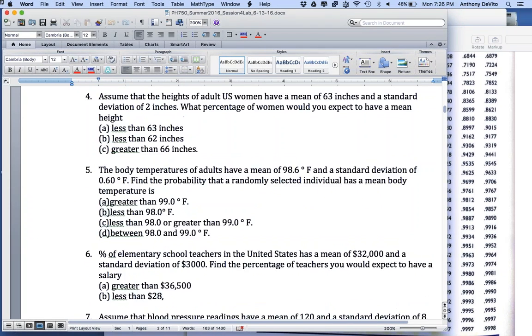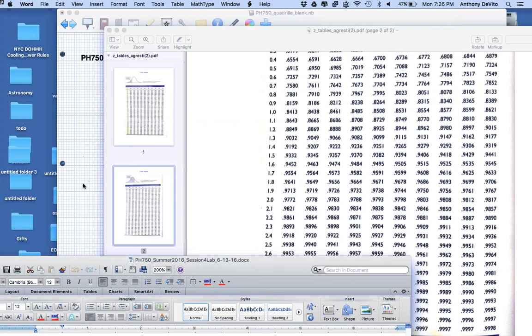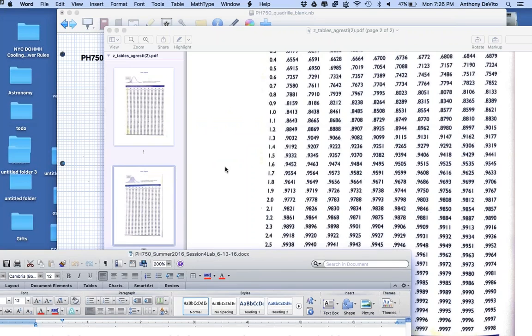Okay, body temperature of adults has a mean of 98.6 degrees Fahrenheit and a standard deviation of 0.6 of a degree Fahrenheit. Find the probability that a randomly selected individual has a body temperature greater than 99 degrees, less than 98 degrees, or between 98 and 99 degrees. I'm going to go right to D, between 98 and 99 degrees. Let's just tackle that problem.